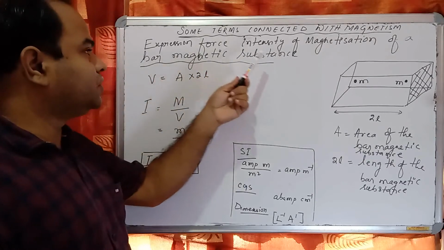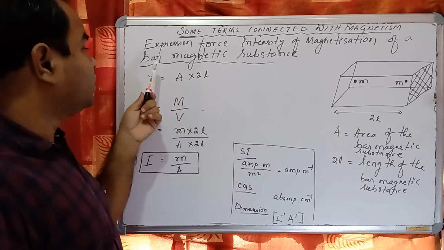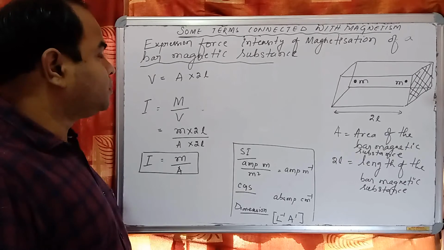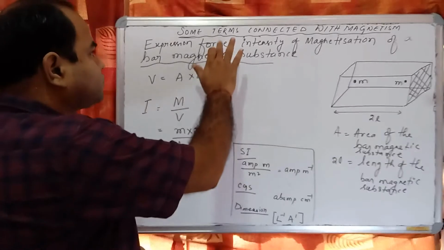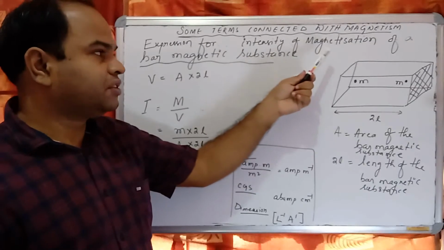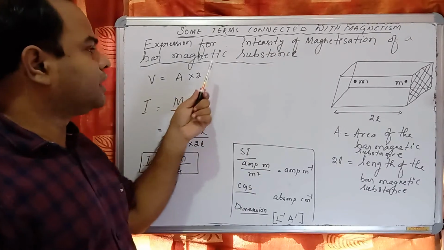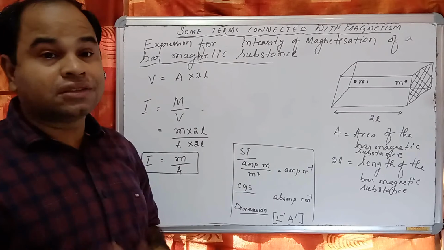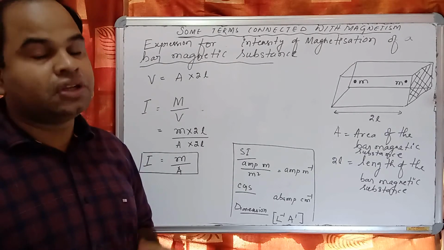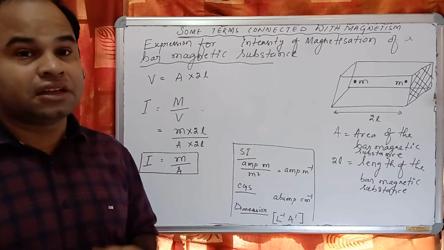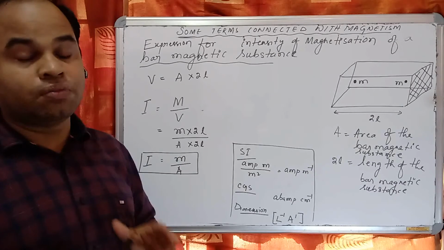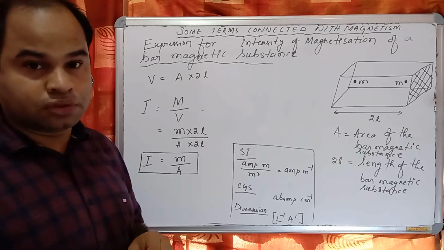Next is the expression for intensity of magnetization of a bar magnetic substance. Let us consider a bar magnetic substance. When it is placed in an external magnetic field, it will develop its own poles.